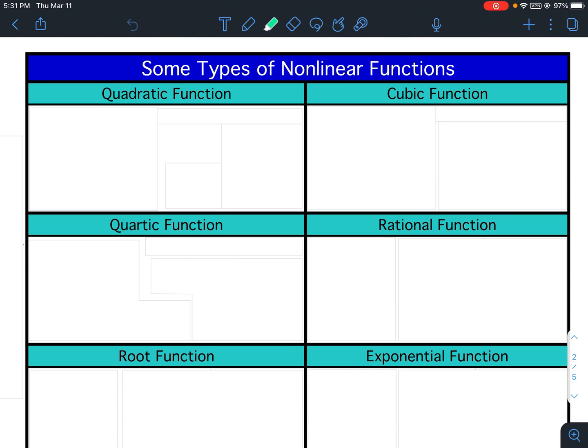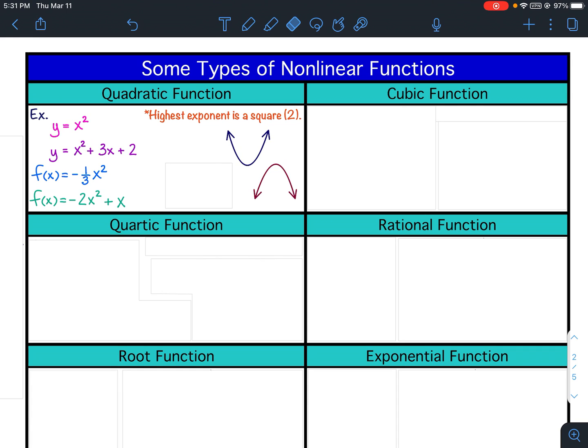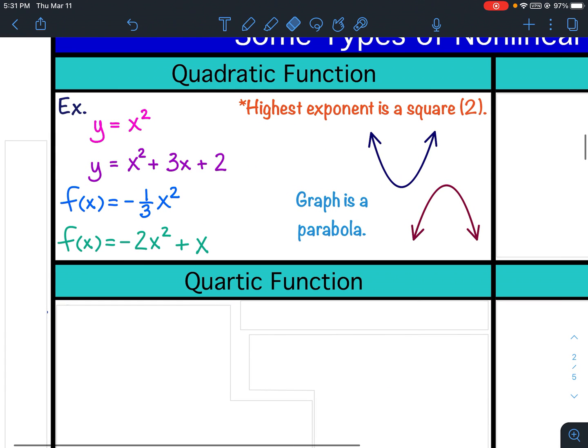Here are some examples. y equals x squared, y equals x squared plus 3x plus 2, f of x equals negative 1/3 x squared, f of x equals negative 2x squared plus x. In a moment, you're going to pause your video and get all this written down. But I want to show you, here's an example of what they would look like. And each graph is a parabola. So take a minute, pause your video, and get all of that written down.